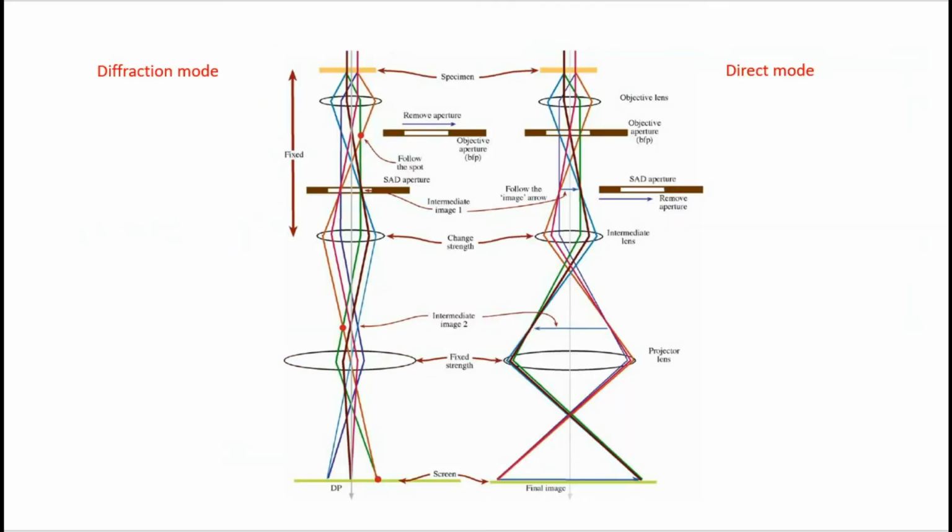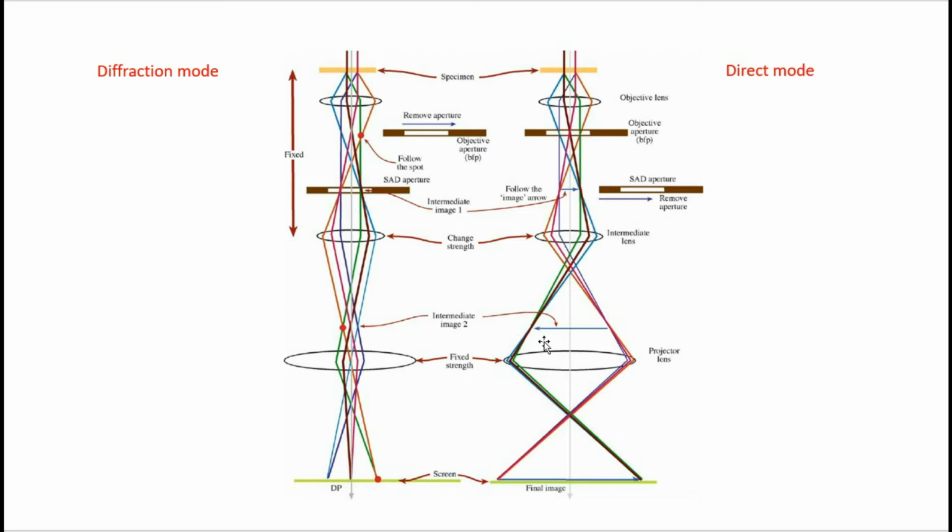Here is a second image, the below part. Here is the specimen and the second objective lens. And at the back focal plane, we can add an aperture, which is the objective aperture, which can modify the contrast in direct mode illumination when we use it to show the images themselves.